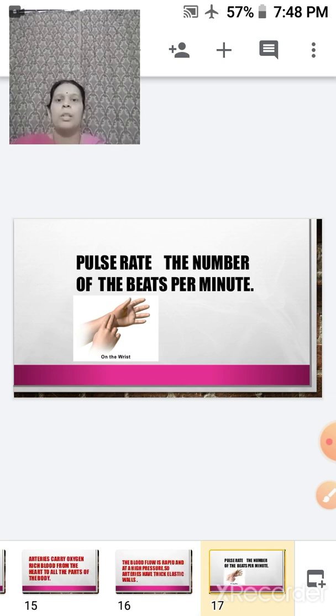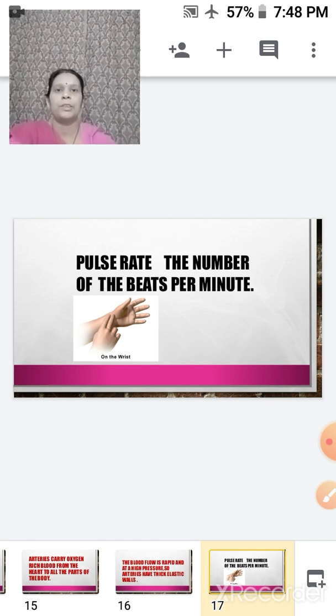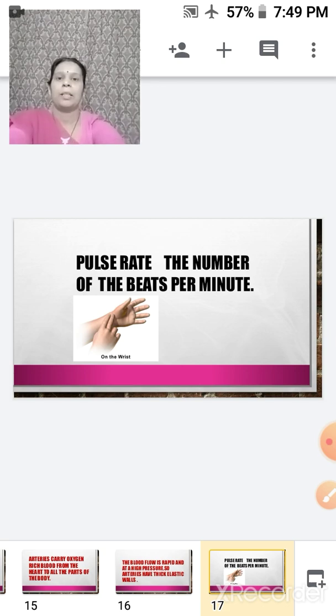Now, when we are talking of these arteries, I will also tell you something about the pulse rate. What is a pulse rate?